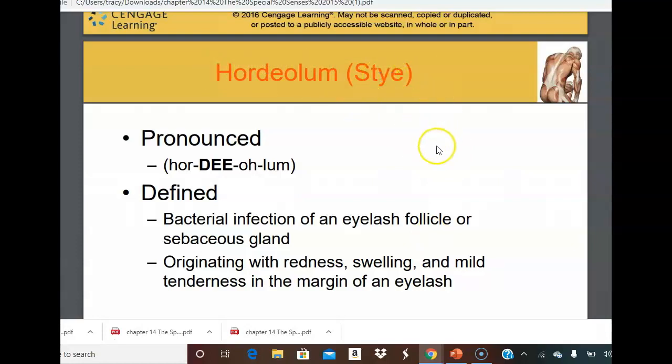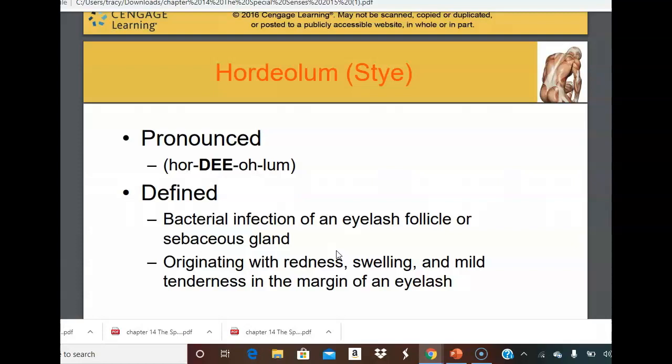Hordeolum. So hordeolum is the actual term for a stye. Okay, a stye is basically a bacterial infection of an eyelash follicle or a sebaceous gland. Okay, so this will be your prototypical pimple-looking situation in the eyelid. Sometimes it can be in the actual eyelash itself, or it could be farther up in the lid.